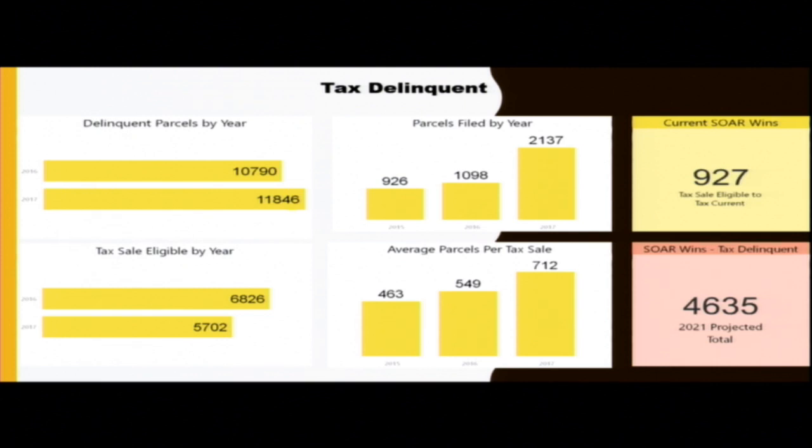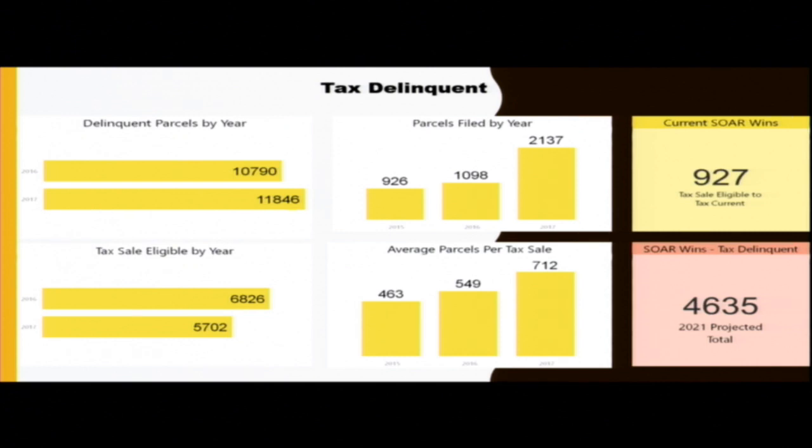And you can see in the middle chart, the parcels filed by year. That is an increase of 1,000 for this year, and they are now doing 3 tax sales. They're doing an average of 712 parcels per tax sale. So they've added a tax sale, and they're also increasing the number per tax sale.